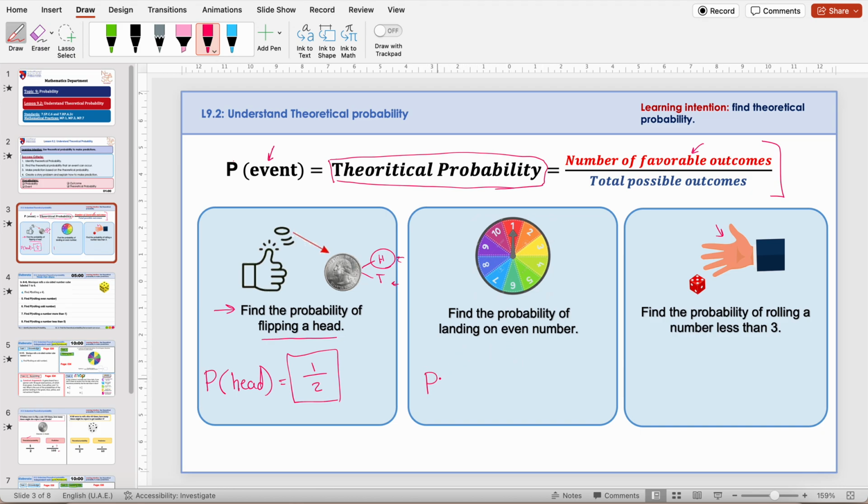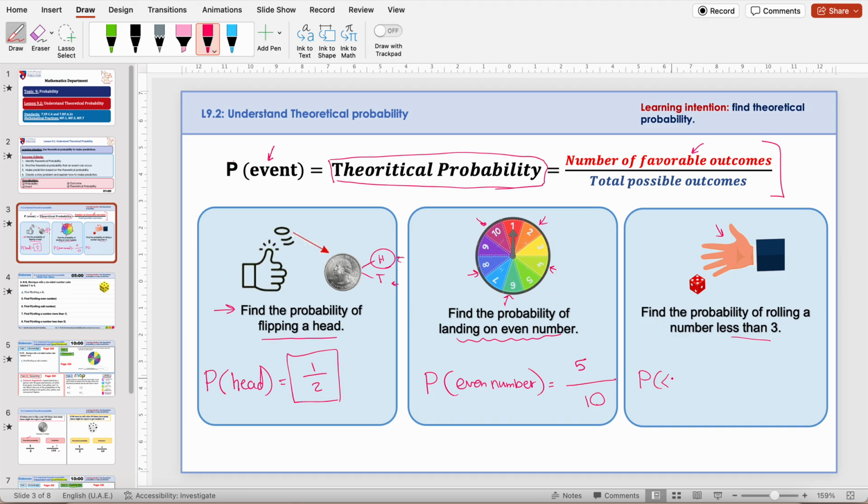Here, probability of landing on an even number. So what's the event we are looking for? It's an even number. What's the favorable outcome? How many even numbers do we have? 1, 2, 3, 4, 5 even numbers. Out of how many is the total possible outcomes? All of the numbers are 10, basically 10 sections in all. 5 out of 10.